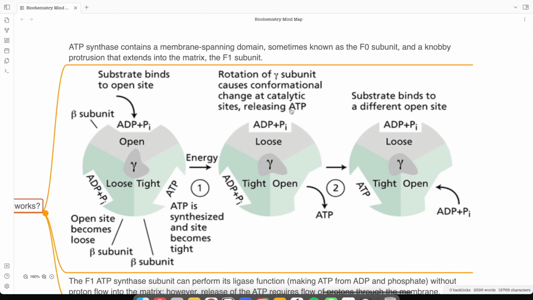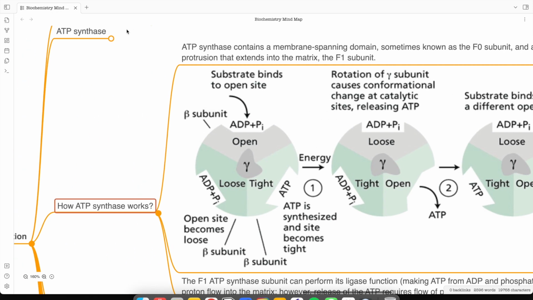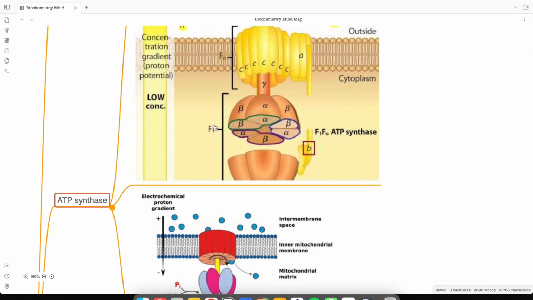As I have already mentioned, in this F1 part, there are 3 alpha subunits and 3 beta subunits with 1 gamma stalk. These alpha subunits have a structural role, but these beta subunits play the most important role because they are the major functional part.